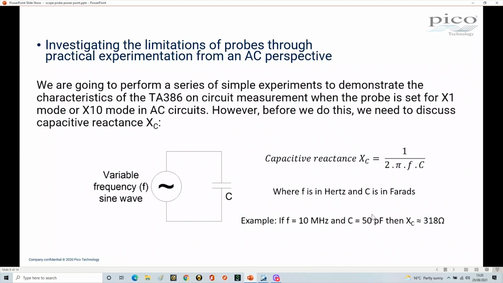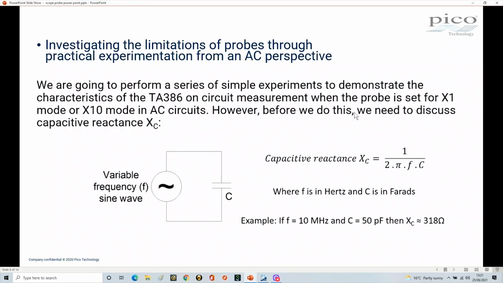Just as an example, if F was 10 megahertz and C was 50 picofarads, then the reactance is 318 ohms. Now, this 50 picofarads is not actually that dissimilar from the capacitance in a scope probe that we're using. It's probably a bit less than that, actually. But the bottom line is that this reactance is quite low, and this is the load on the signal that's being generated.